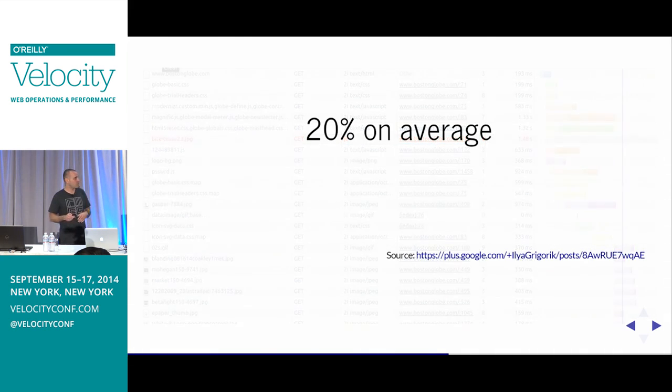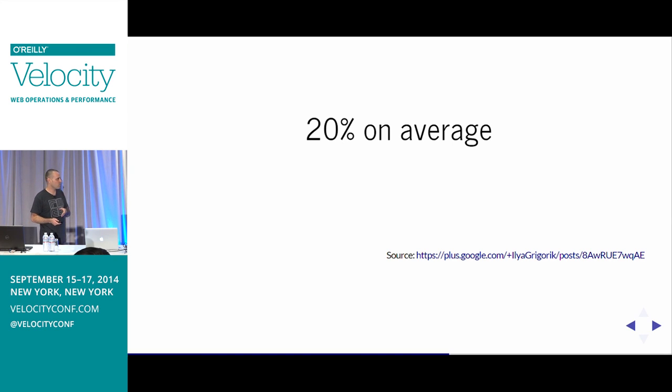On average, research that Pat Meenan had run with Ilya Grigorik from Google a while ago suggested that about 20% on average is the benefit expected, but it's 20% all across the board. So in page load time, in DOM content loaded, and in speed index.